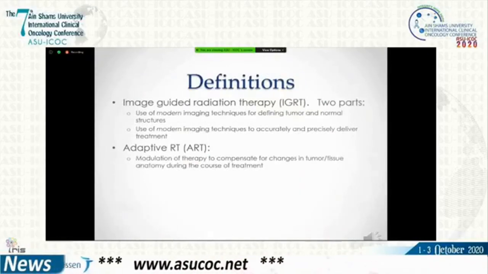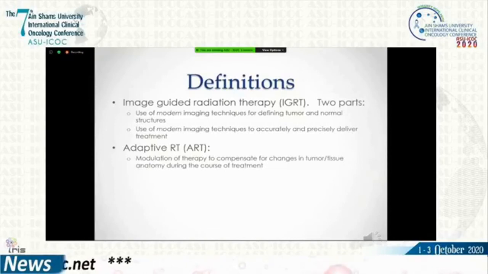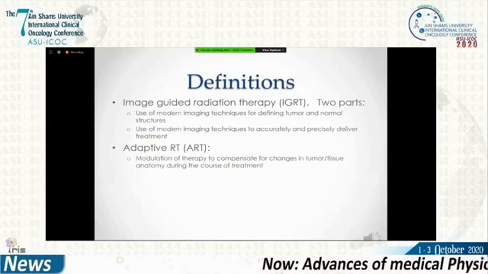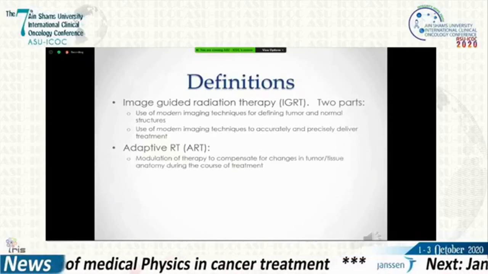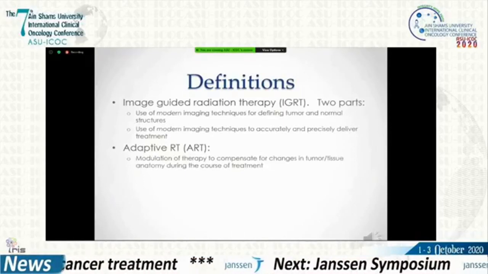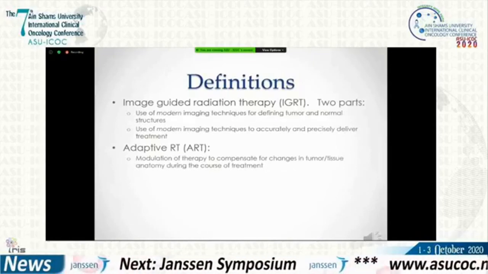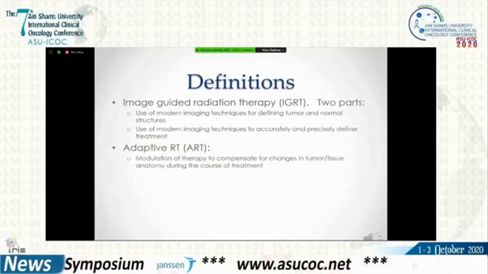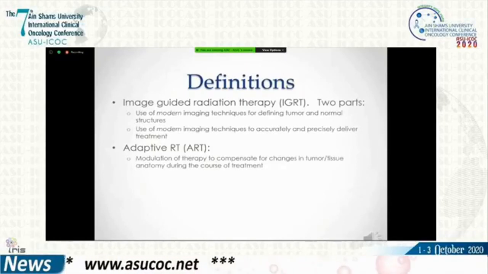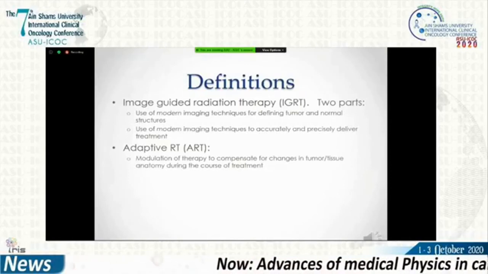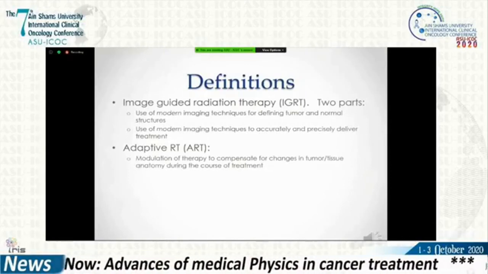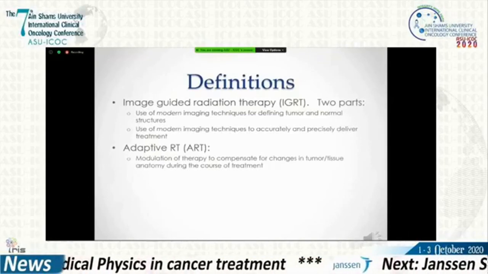Definitions: image-guided radiation therapy has two parts. Use modern imaging technology to define tumors and normal structures, and use modern imaging techniques to accurately and precisely deliver the treatment. Adaptive radiotherapy, or targeted radiotherapy, is modulation of the therapy to compensate for changed tumor and tissue anatomy during the course of the treatment. During all sessions, not just the first or second, the aim is to reduce the dose and toxicity to the organ at risk and maximize tumor killing effects.